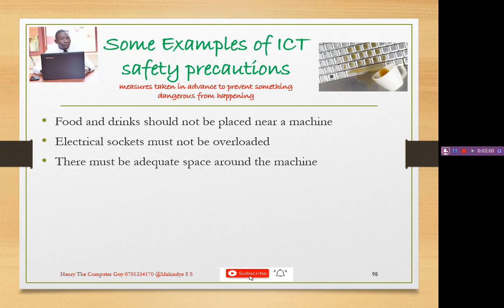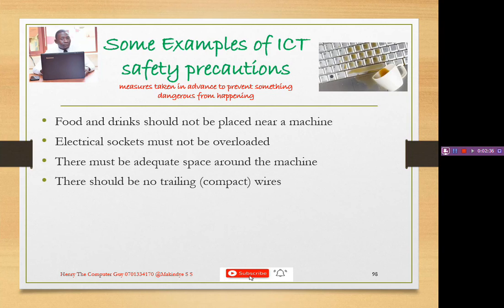And point 3 tells us that there must be adequate space around the machine. You're working upon a machine, but it is overcrowded. The workstation is overcrowded. You're going to find yourself pushing some of the components down, hence causing breakage to some of the components. So it is always advisable to give a bigger, adequate workspace around the computer you're working upon or you're using.